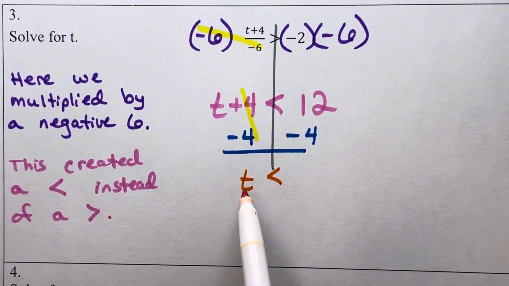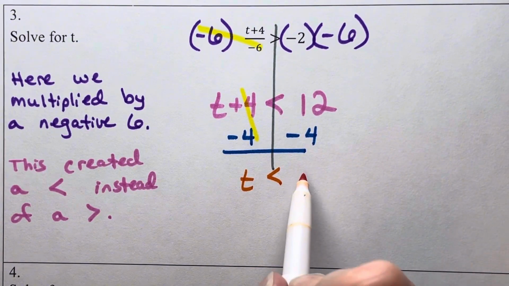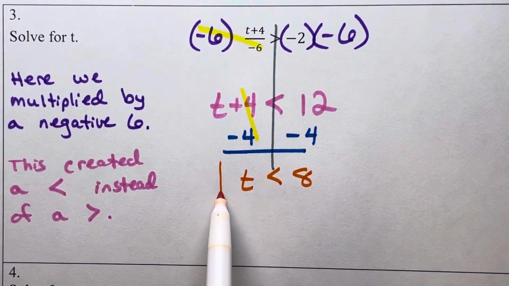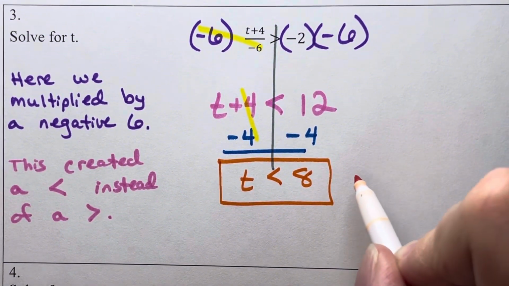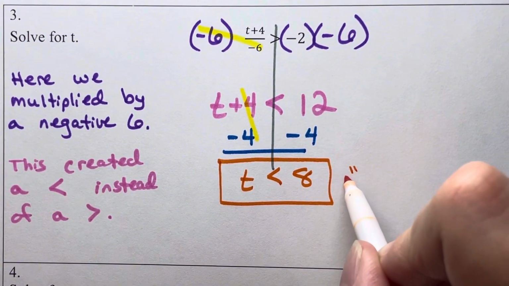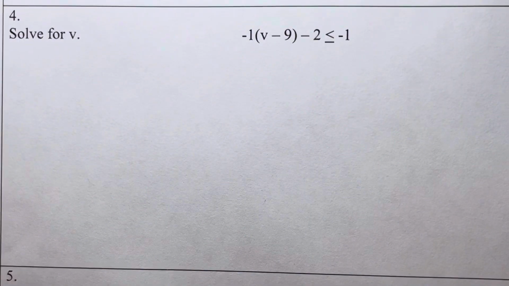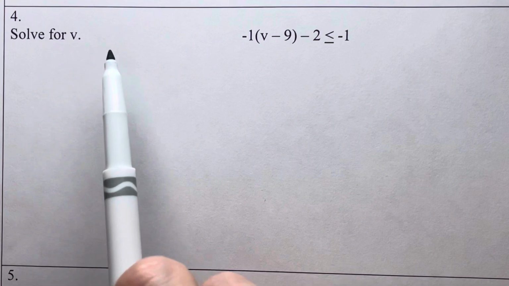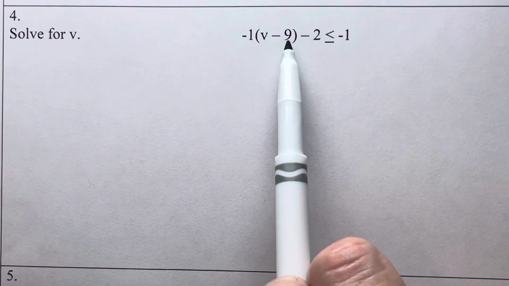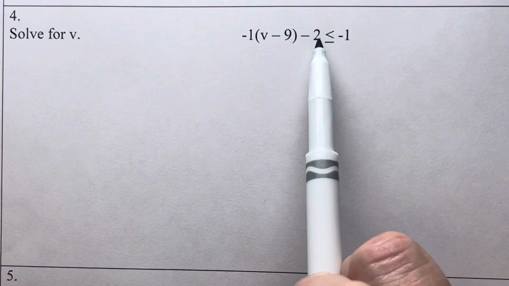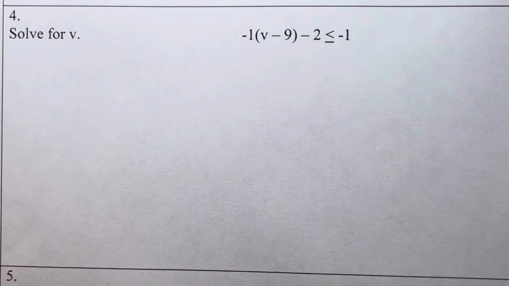And thus, t is now less than 12 minus 4, which is 8. So mostly the same as what you do when solving an equation, just a little different. And there you go. Example 4, we're going to solve for v, where negative 1 times the quantity of v minus 9 minus 2 is all less than or equal to negative 1.